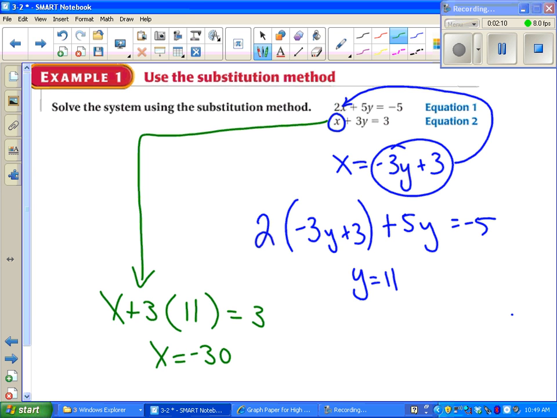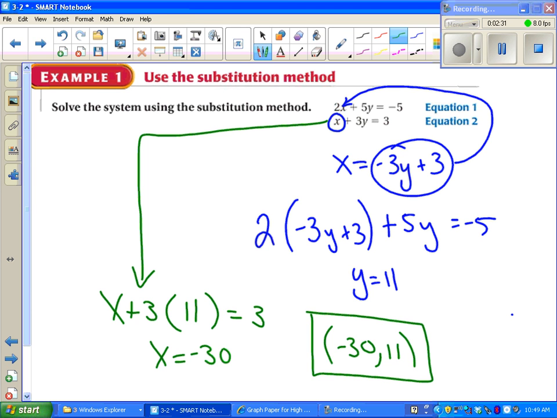At this point, we're technically done, but we should write our answer a little nicer. We can write our answer as an ordered pair. Negative 30, comma 11. On a quiz or test, you can always go back and check your work by plugging negative 30 in for x, 11 in for y, into both equations, and they should both work.